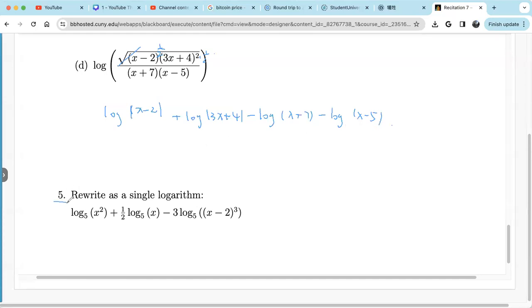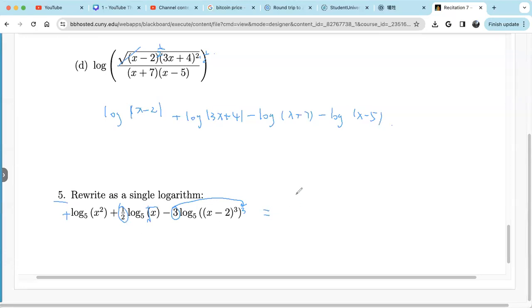Lastly, we want to rewrite this as a single log. So we have 1, 2, 3. Okay, half means square root. This 3 goes to the exponent. Now addition, because this is by default positive. Positive means in the numerator. Negative means in the denominator.